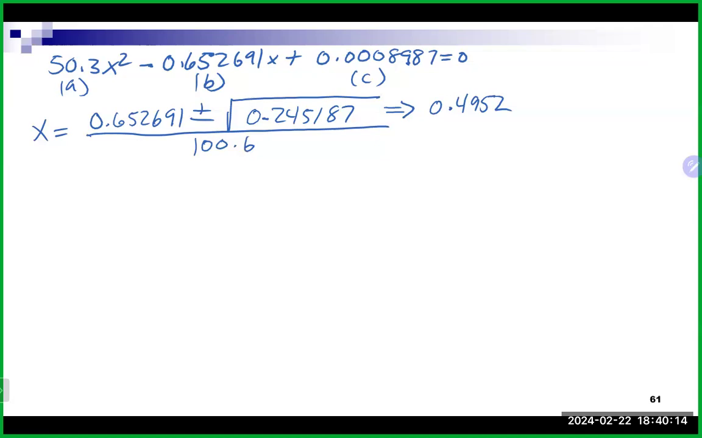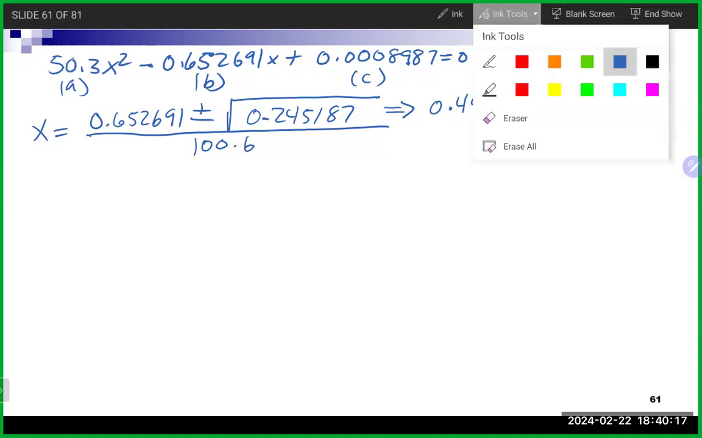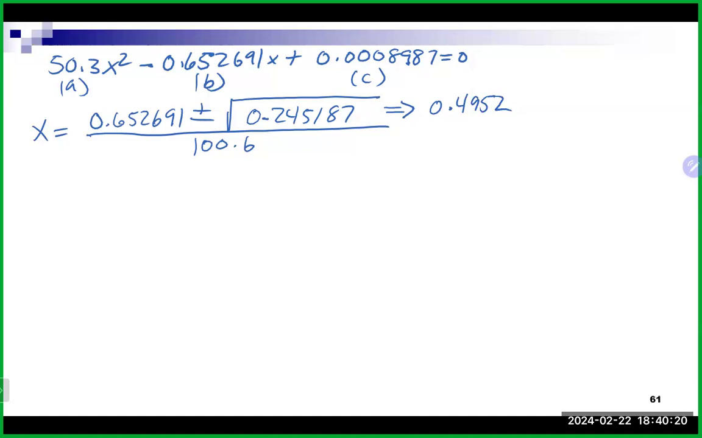Now we're ready for our 2 x values, I hope. All right, doing the positive we'll go with, I think. So doing the plus will get us 0.0114. And doing the subtraction, the 0.652 minus 0.4952 divided by 100.6 will give us 0.00157, give or take rounding, depending on where you round it. You might have slightly different, depending if you round it a little bit more than I did. Any questions up to that point?